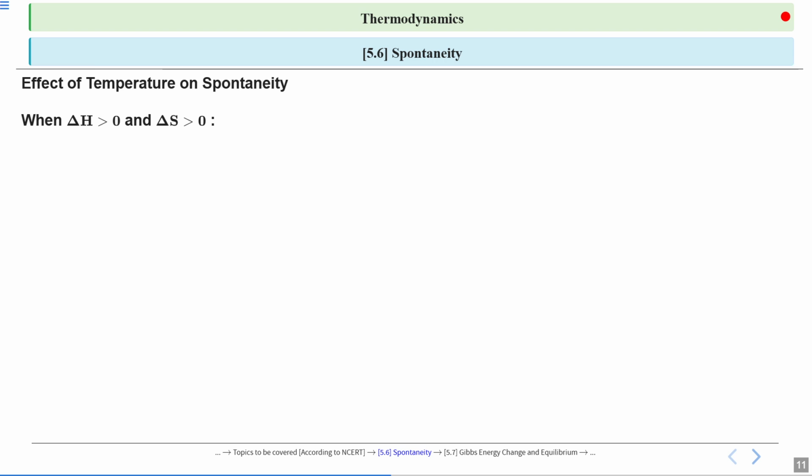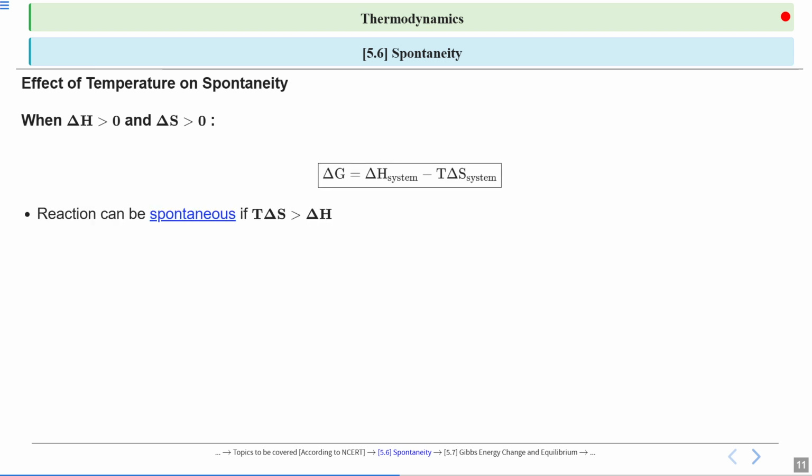The first case is delta H is greater than 0 and delta S is also greater than 0. Then what can we say? If you look at the equation, we can say that the reaction can only be spontaneous when T delta S is greater than delta H. How are we saying it? See here, if your delta H is greater than 0, this term is greater than 0. Delta H system is greater than 0. Now, if your delta S is greater than 0, then your whole product will be greater than 0, but we are having a negative sign in between.